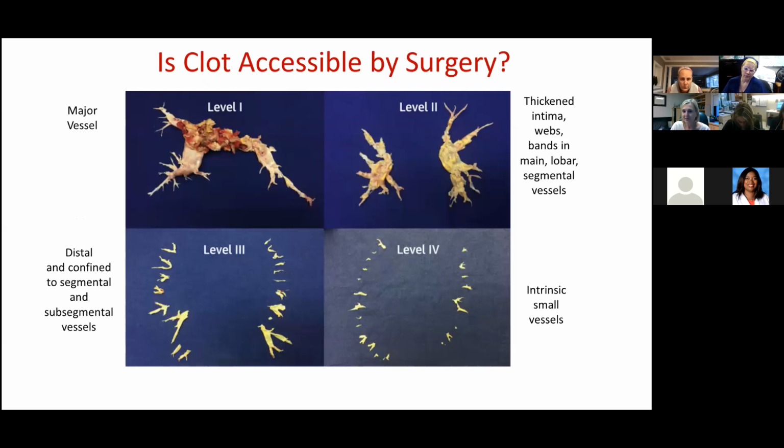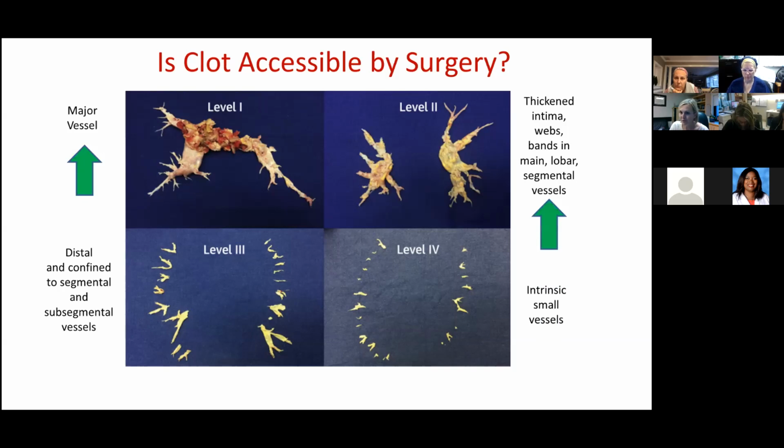So is this clot accessible by surgery? These are different clots, different levels of clots. Level 1 is where you have clots in major vessels. This is not acute clot. This is all chronic clot that if you touch it, it feels hard. It's calcified. Level 2, the same thing.